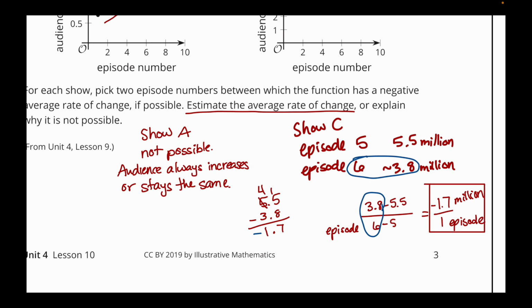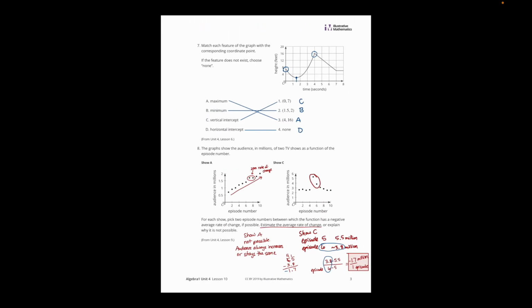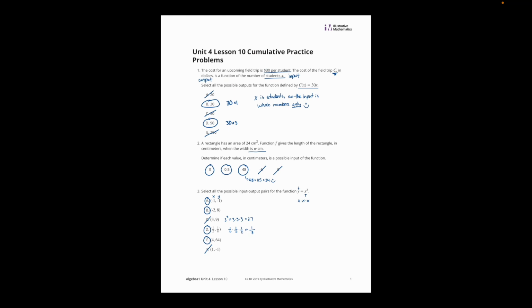So you'll notice I didn't really estimate the rate of change part. I actually did that subtraction. My estimate just comes from the millions I was estimating, so that 3.8 and the 5.5. And yeah, that is it. I had to double check, so that's why I peeked at my next page here, but that is it for this homework assignment. So this is Unit 4, Lesson 10, the Cumulative Practice Problems for Illustrative Math Algebra 1.